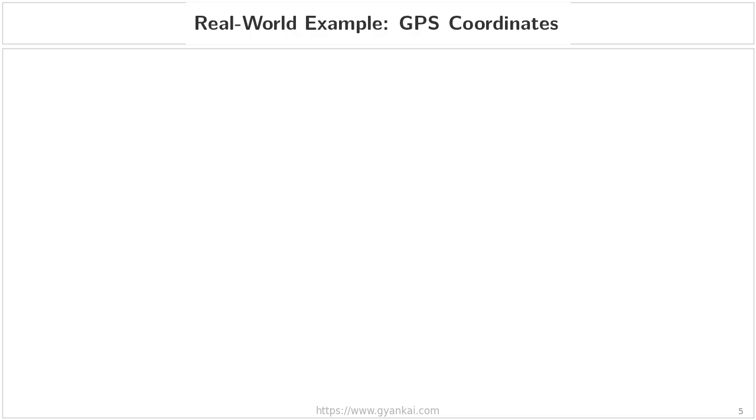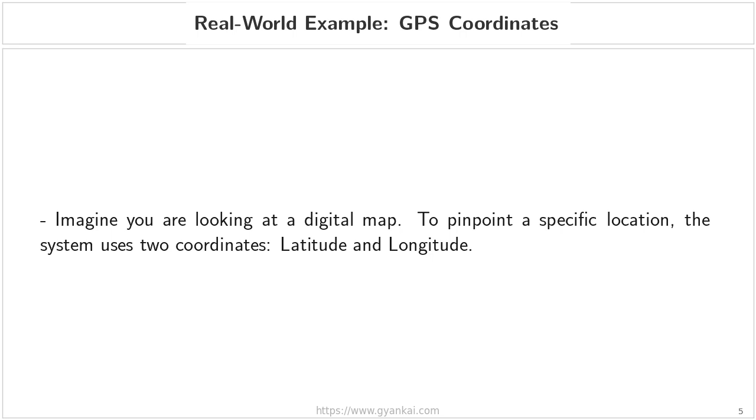Real-world example: GPS coordinates. Now, to make this abstract concept of the two-dimensional plane feel a bit more concrete, let's look at a real-world application that you use every single day, GPS coordinates on a digital map. Think about when you open a navigation app on your phone to find a specific shop or restaurant. To pinpoint that exact location on the Earth's surface, the system doesn't just guess. It uses two specific coordinates, latitude and longitude. Let's break this down using the mathematical language we just learned.